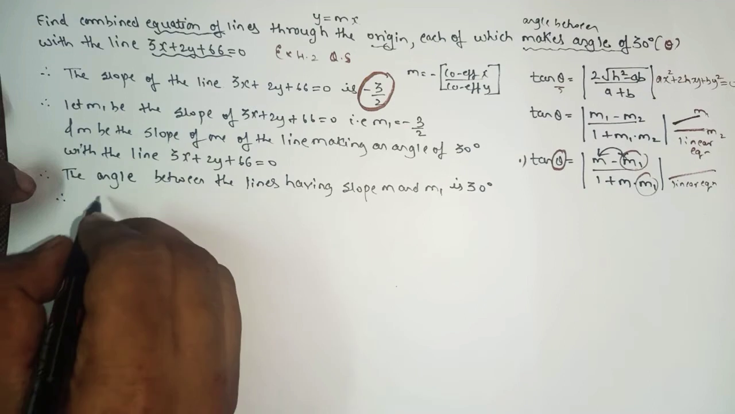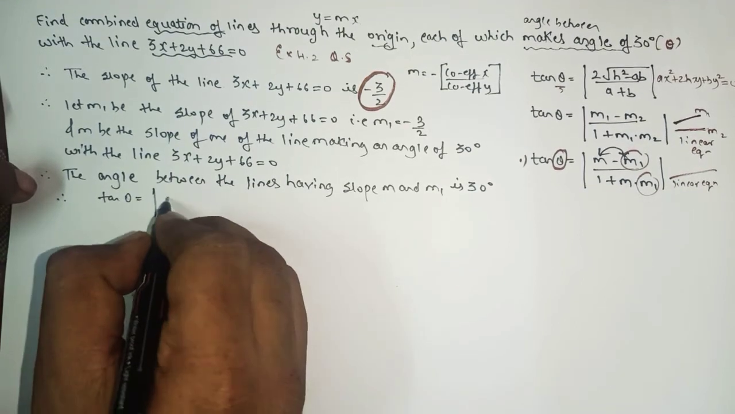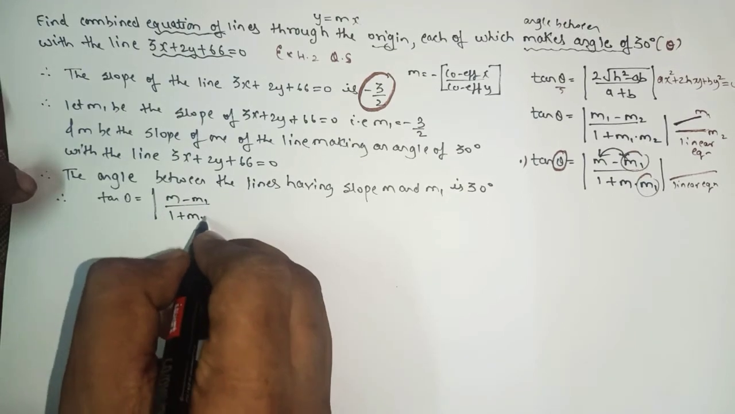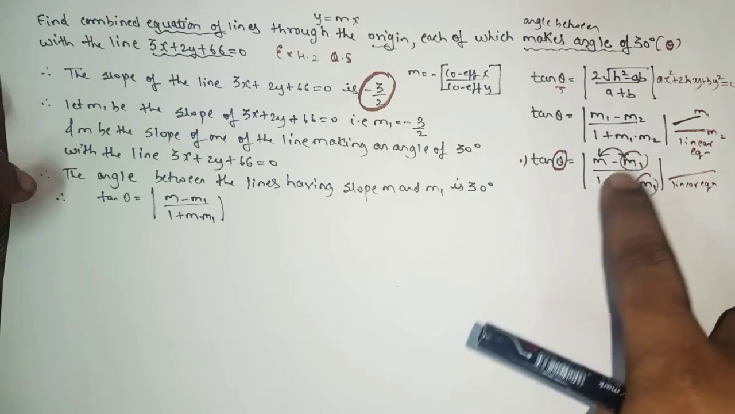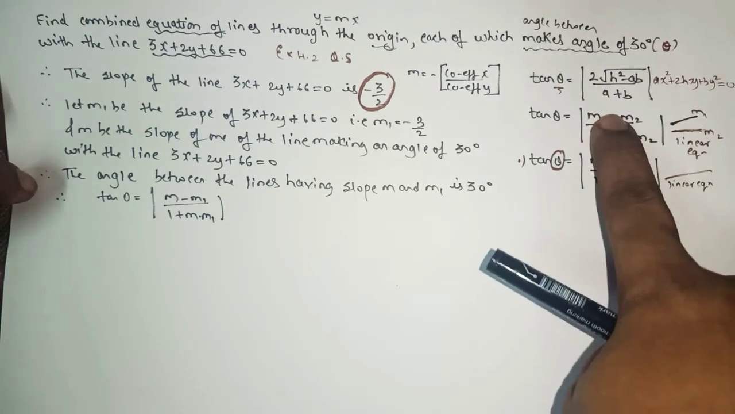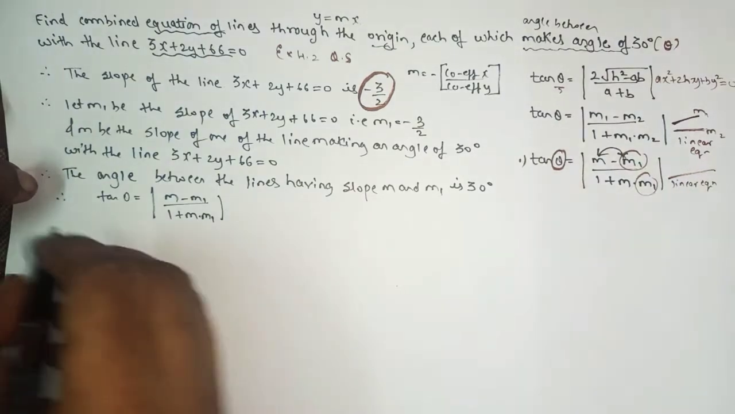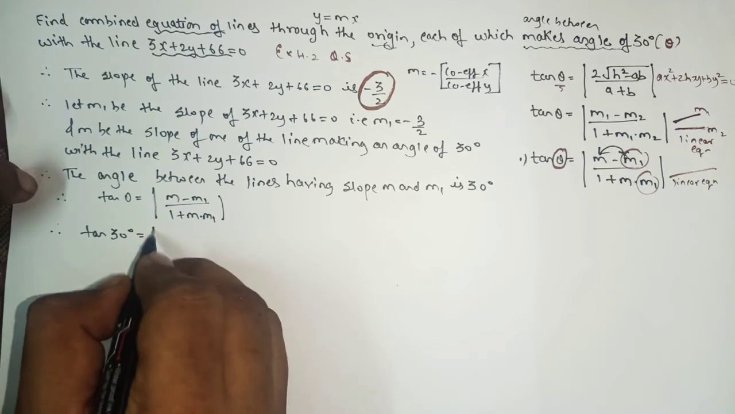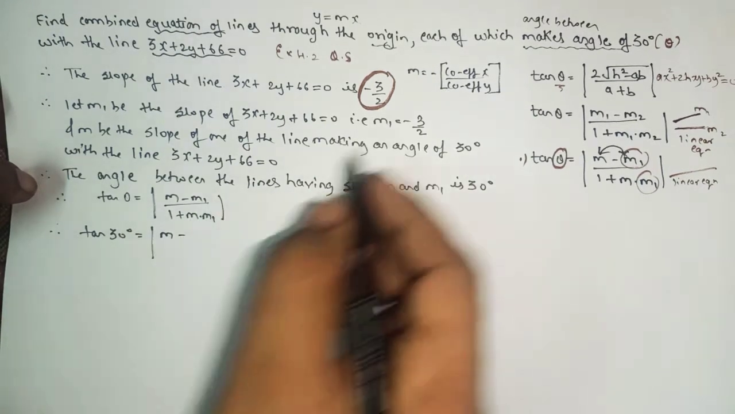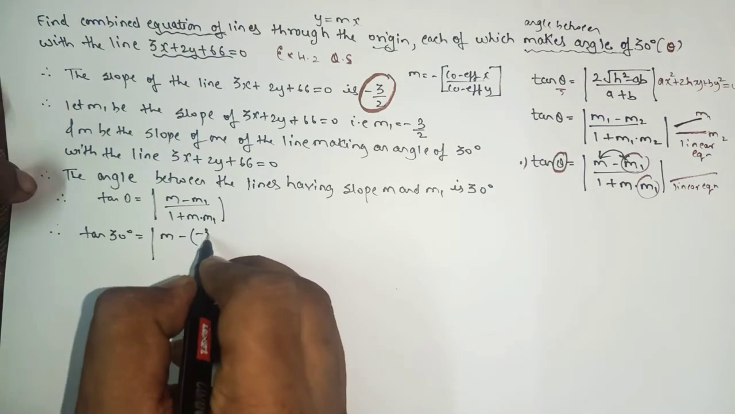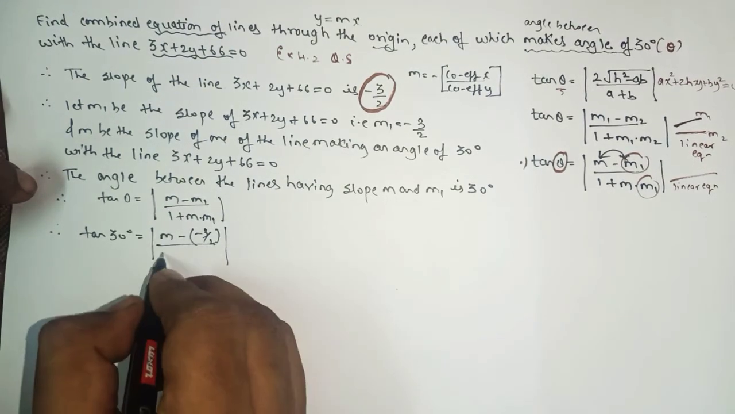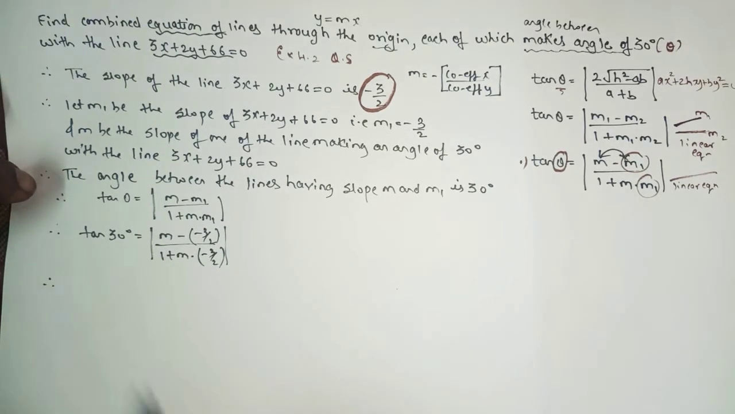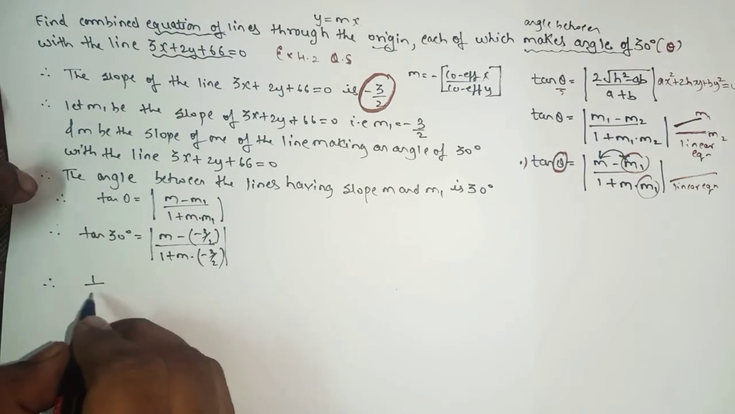So we'll apply the formula: tan theta is equal to M minus M1 upon 1 plus M into M1. As I told, when you have one linear equation, apply this formula. When you have two linear equations, the second one will come. So after this, substitute the values. As theta is 30 degree, we'll keep M as it is. What is M1? Minus 3 by 2. So 1 plus M into minus 3 by 2. From the table you will get tan theta as 1 by root 3.